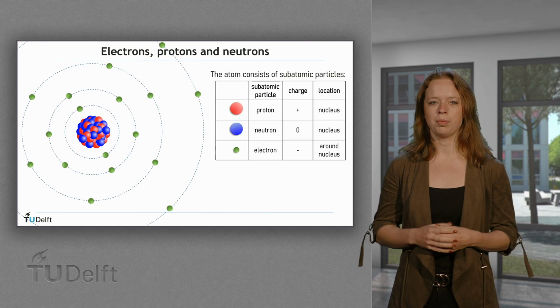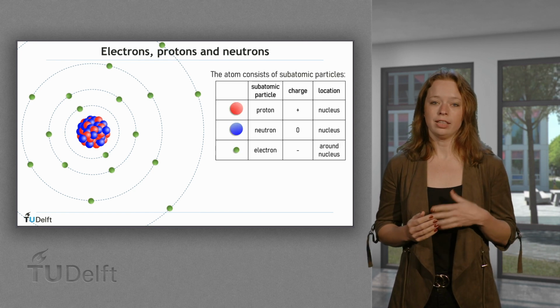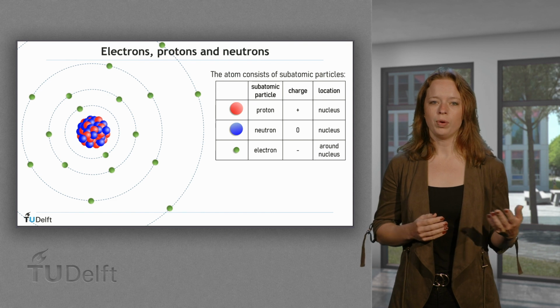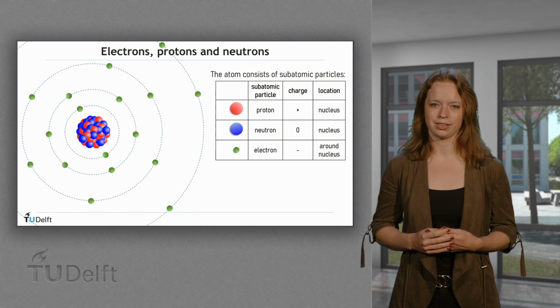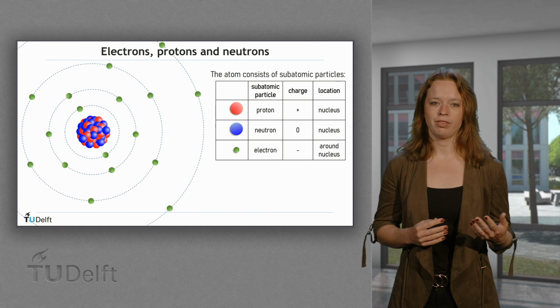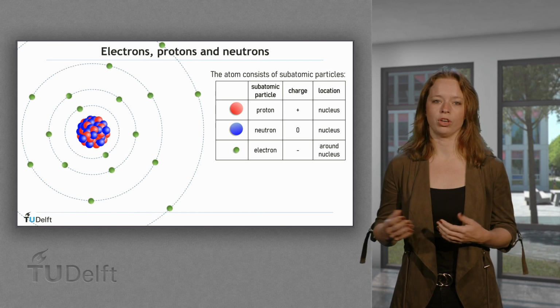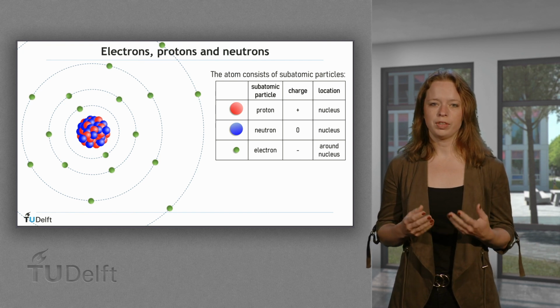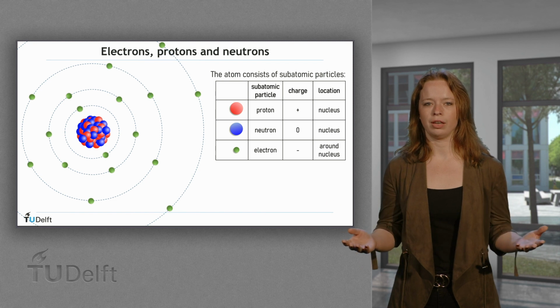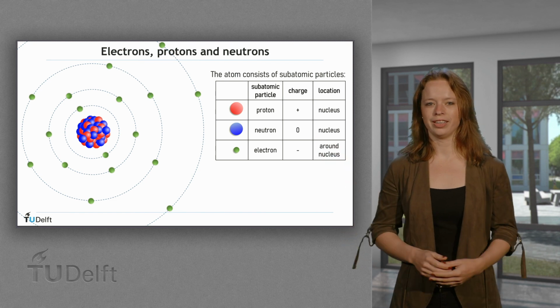The core of the atom is positively charged, and it consists of protons and neutrons, which are shown here as red and blue spheres. Protons are positively charged, while neutrons have no charge. The nucleus of the atom is surrounded by this electron cloud. The electrons are shown in green.